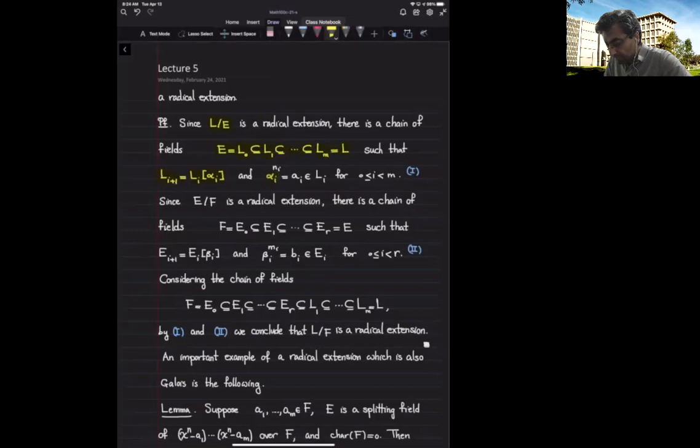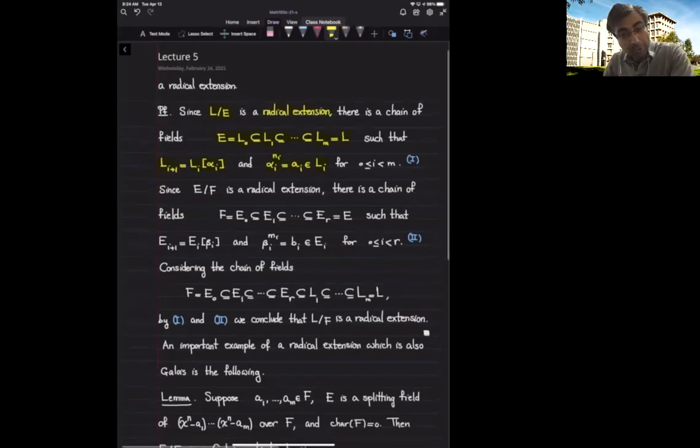When I raise this alpha sub i to some positive integer n sub i, I end up getting an element of the field L sub i. So that's the definition of radical extension. Knowing that it's a radical extension, we can get this chain of fields.